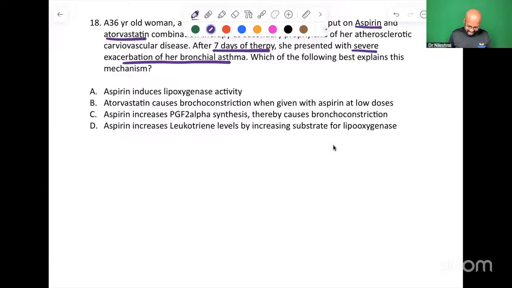Option A, aspirin induces lipoxygenase activity. Most of you went for option A when I looked into the statistics. Option B, atorvastatin causes bronchoconstriction when given with aspirin at low doses. Option C, aspirin increases PGF2 alpha synthesis, thereby causing bronchoconstriction. Option D, aspirin increases leukotriene levels by increasing substrate for lipoxygenase.